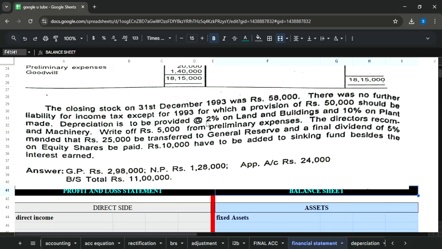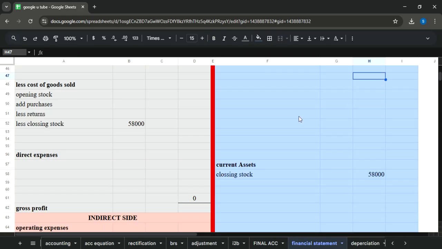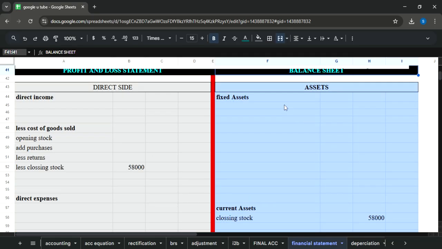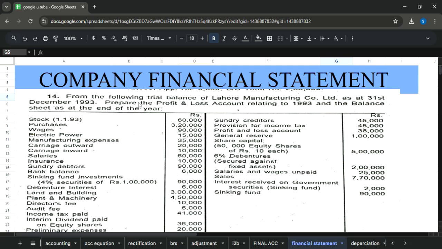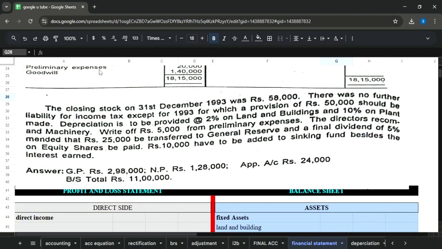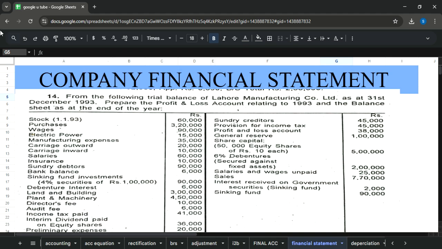Depreciation 2% on land and building. So let's come to fixed asset side, and we will mention land and building over here. Let's see how much amount of land and building is. We'll have to search it out. So where land and building is, yes, we have got land and building, amount of which is 3 lakh.